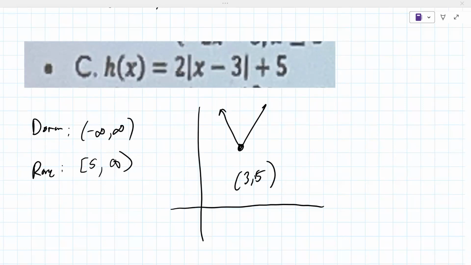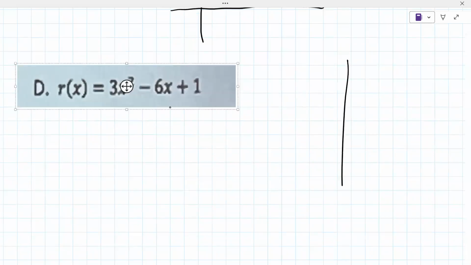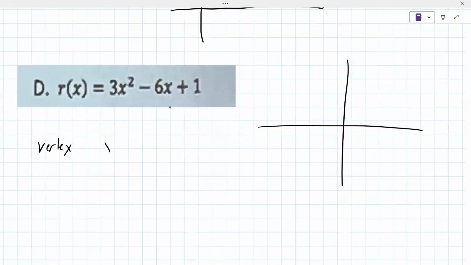All right. So D is some sort of quadratic that opens up. You really only need the vertex, truthfully. You don't need the intercepts. So how would you find the vertex of this? Did that in an earlier problem, the projectile motion problem. Minus 6x.